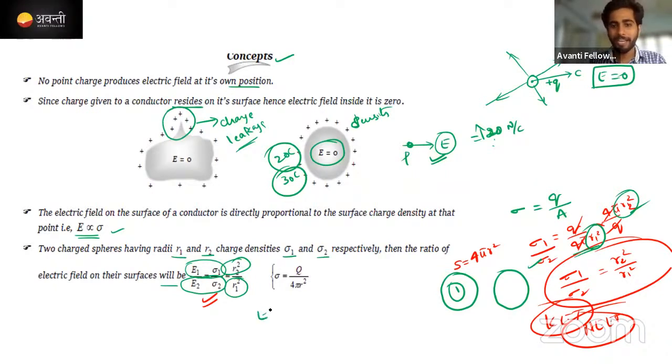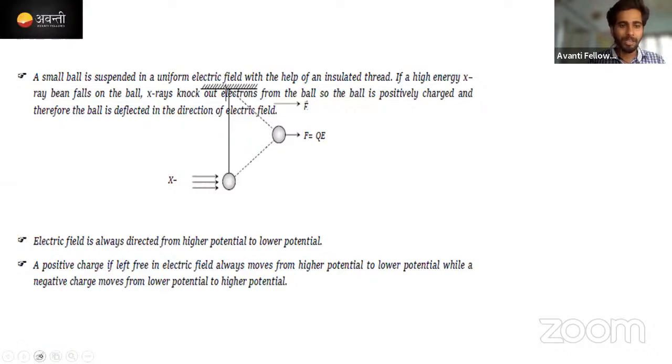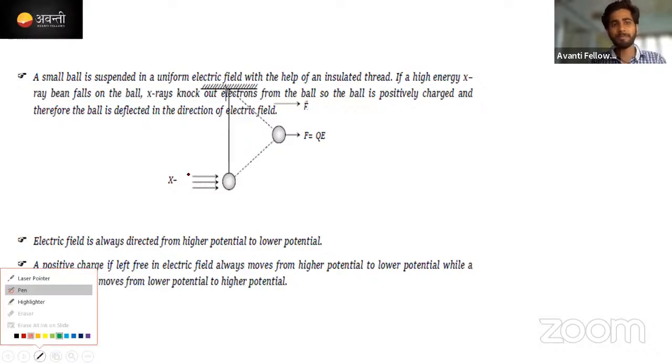Okay, here electric field intensity E1 by E2 is directly proportional to charge density sigma 1 by sigma 2, but it is inversely proportional to the square of the radius of the sphere. Yes, good, good. Okay, ma'am. Hope it is clear. And then move to the next concept.